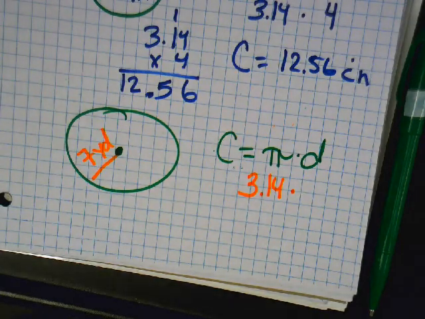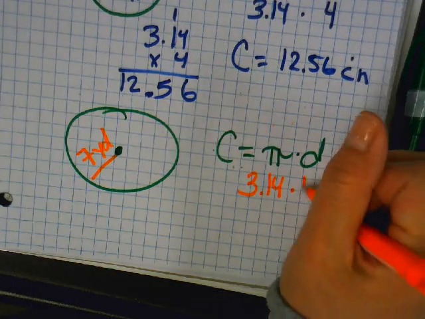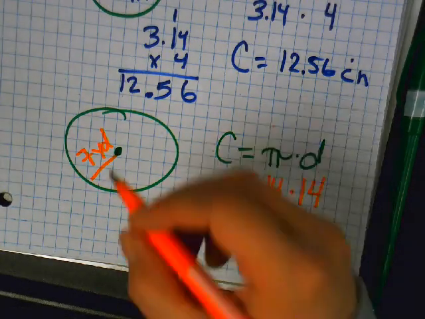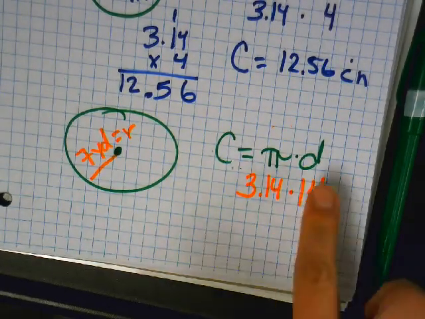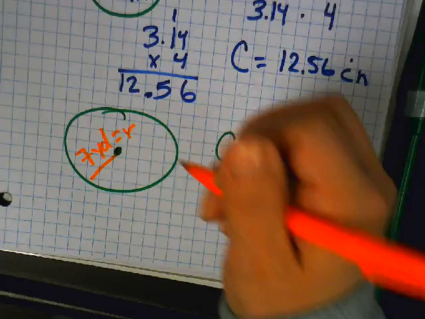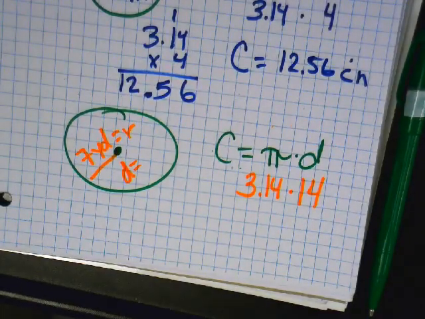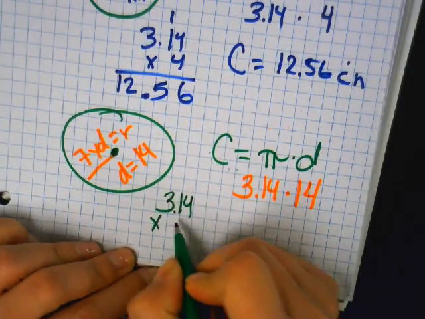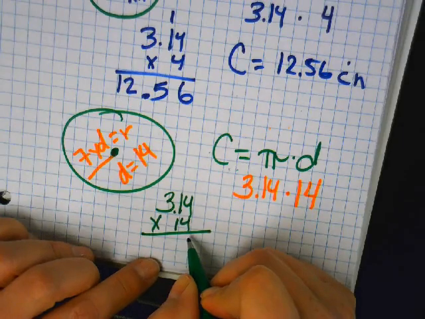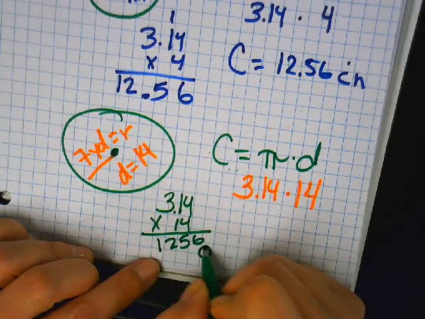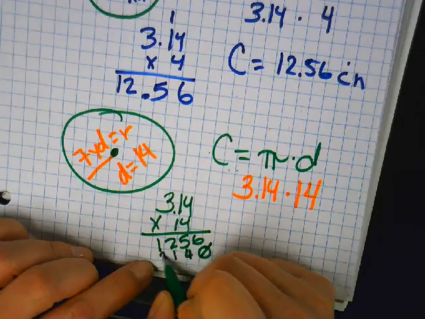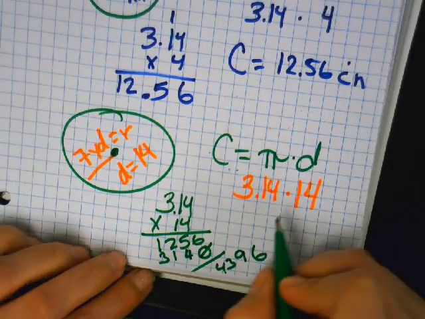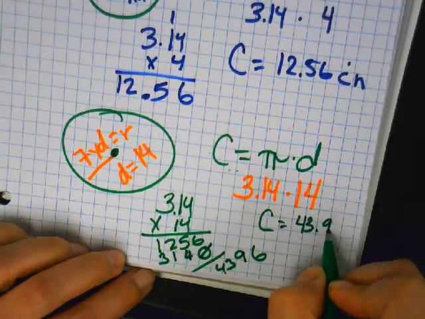3.14 times what? 14. Because what does a 7 represent? So this is a radius. But does the formula want a radius? No, the formula wants the diameter. So the diameter is 14. 3.14 times 14 is 43.96 yards.